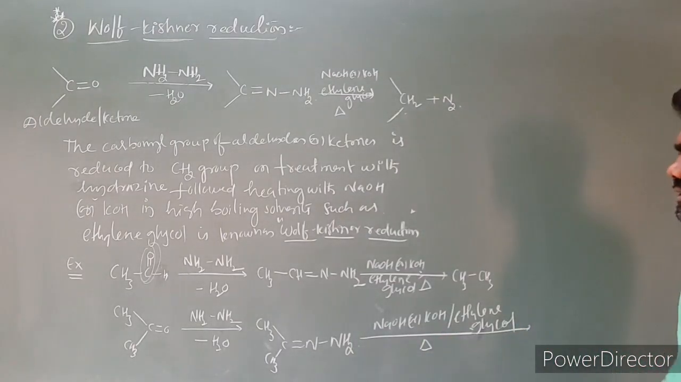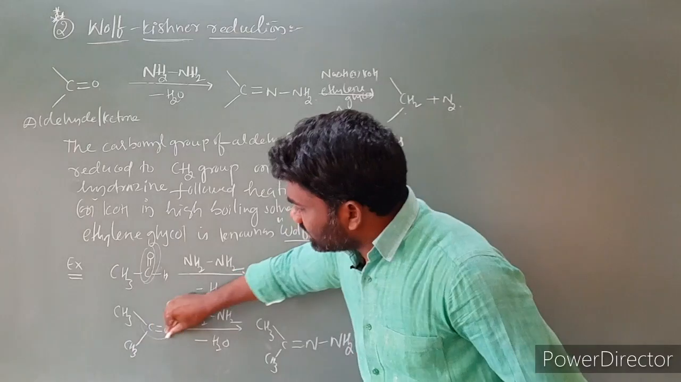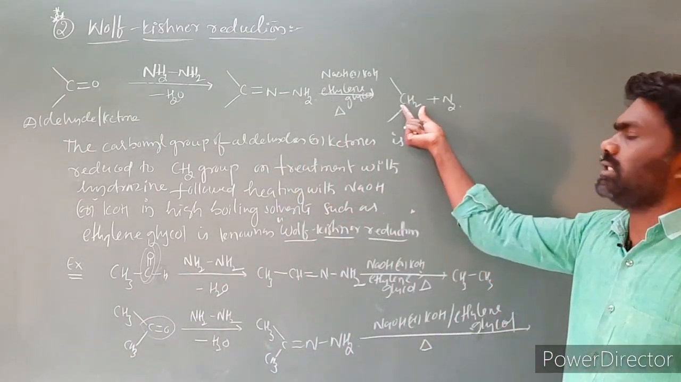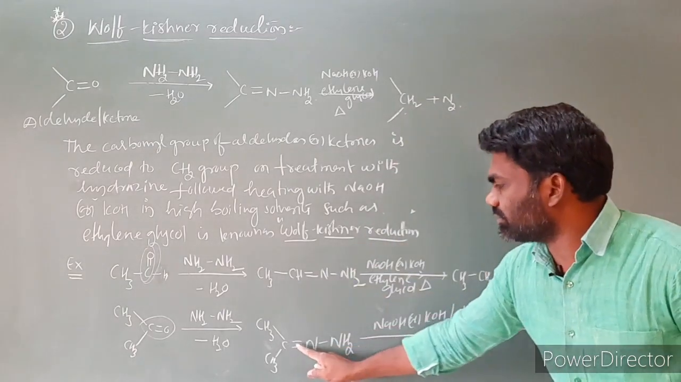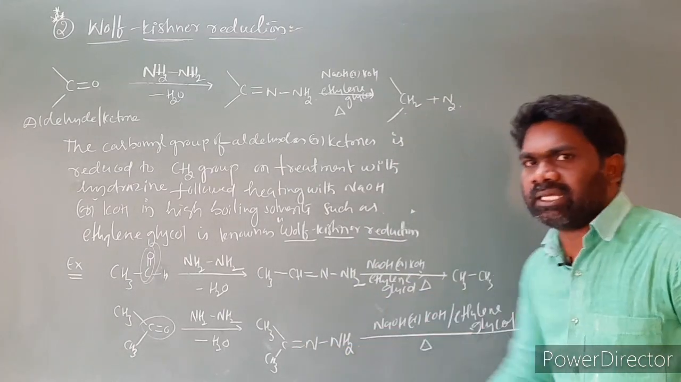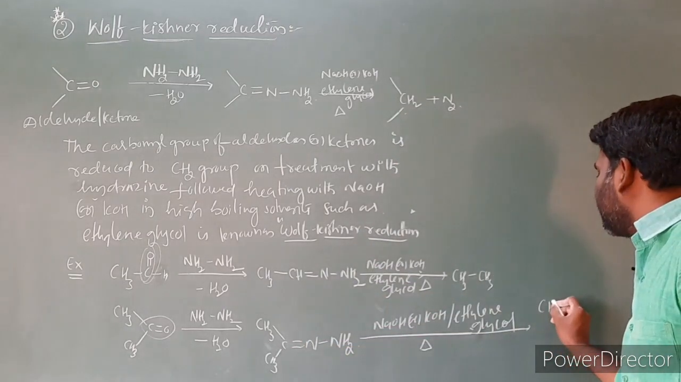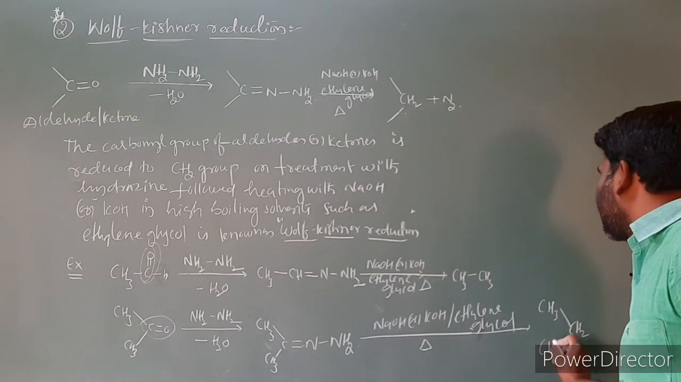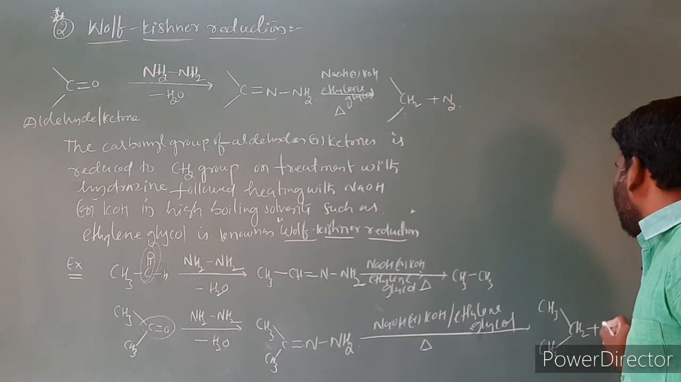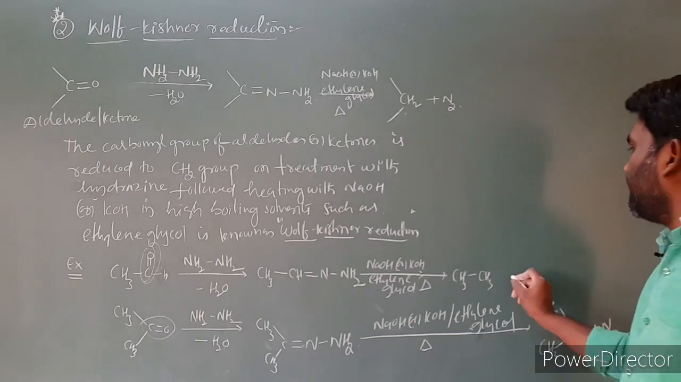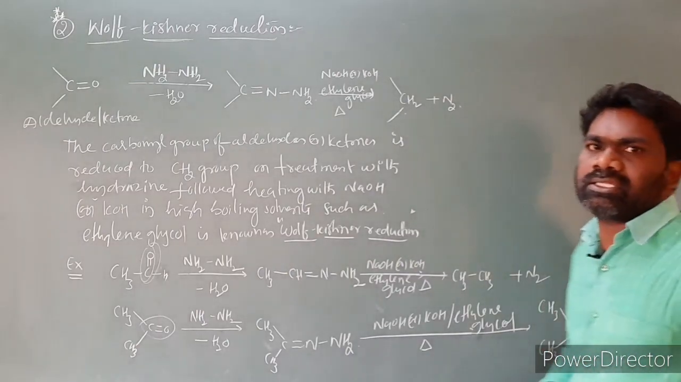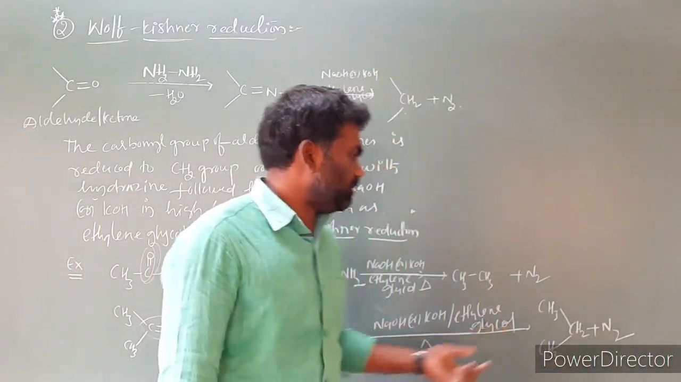Then I'm taking this C double bond group. Finally the C double bond group is reduced to a CH2 group. That means we have to break this bond and make it a CH2. Then the product is CH3CH2CH3, plus the final byproduct we are going to get here is N2. Here also the other byproduct is N2. So this is the product formed in this reaction.